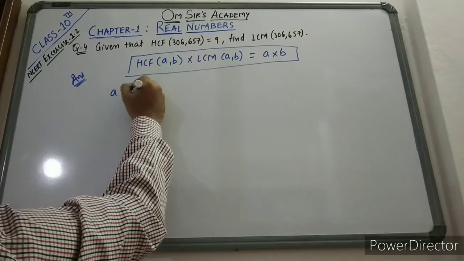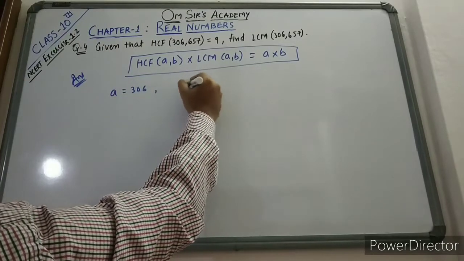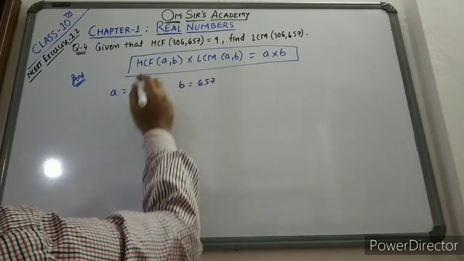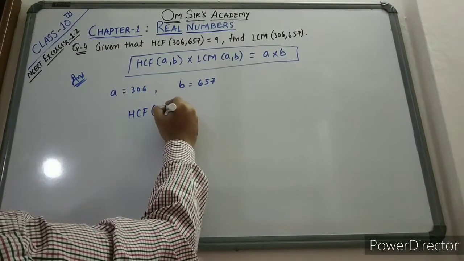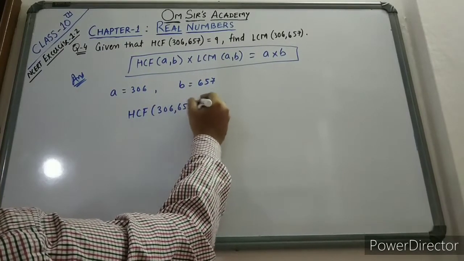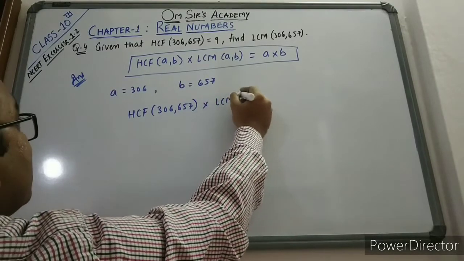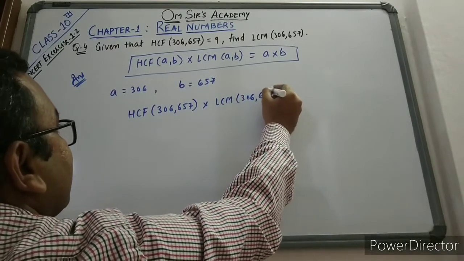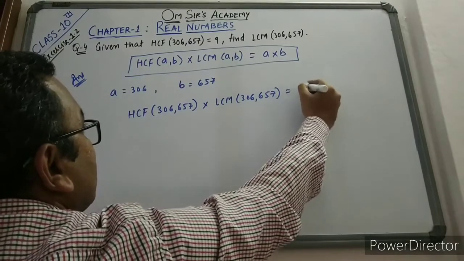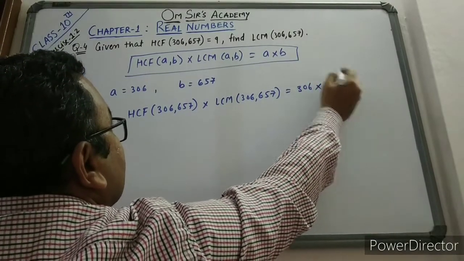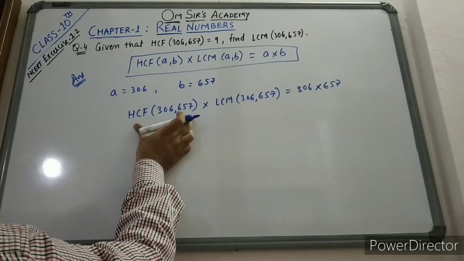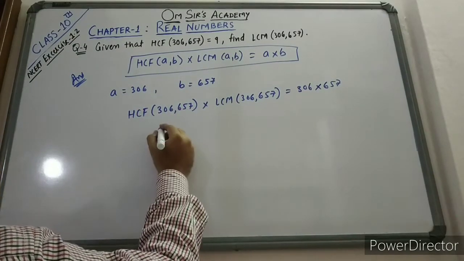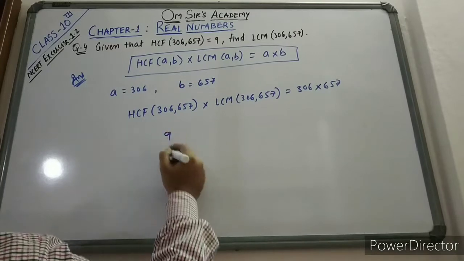A will be 306. What will be my B? B is 657. So instead of this I can write it as HCF of 306, 657 into LCM of 306, 657 equals 306 into 657, that is A into B. Okay, so HCF has been given to us.